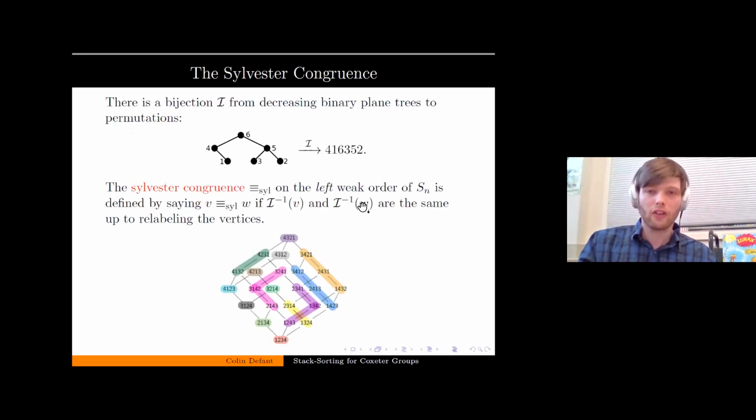For example, if I took the Sylvester congruence here and I looked at the permutation 2, 4, 3, 1, the downward projection of 2, 4, 3, 1 in this case would be 1, 4, 3, 2. It's the minimal element of the same congruence class. And then the downward projection of 1, 4, 3, 2 would be 1, 4, 3, 2.